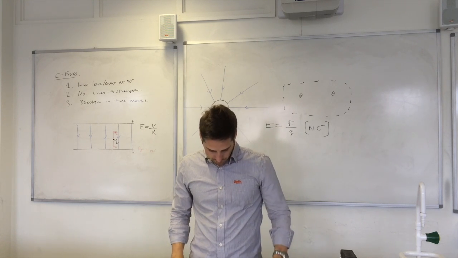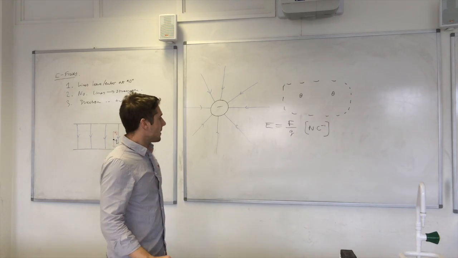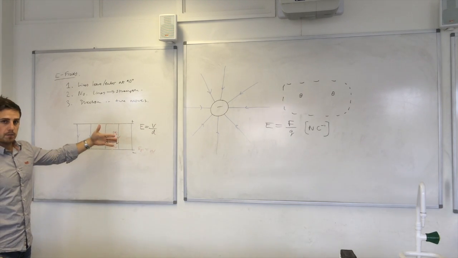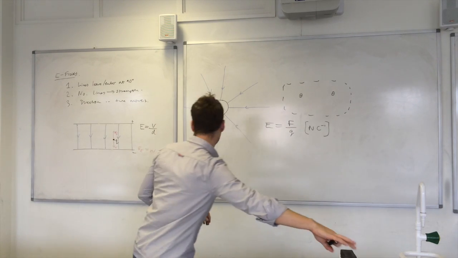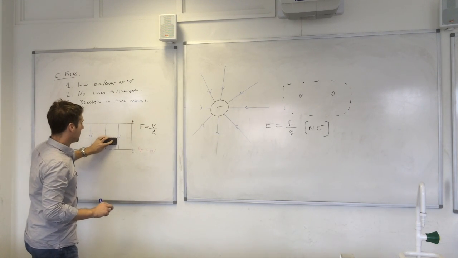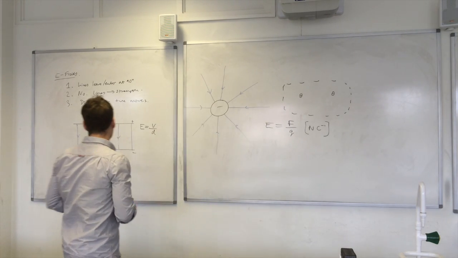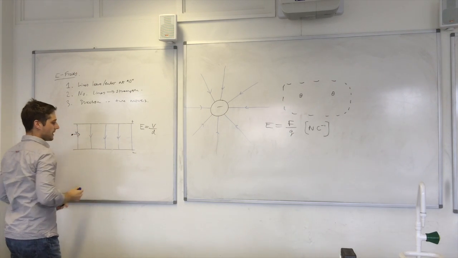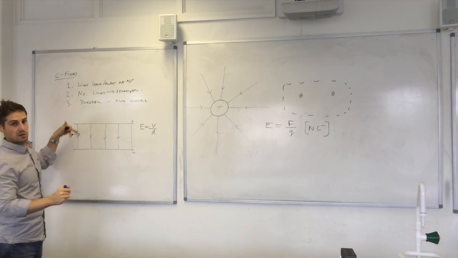Okay, so charged particles in electric fields. If you have a charged particle moving through a uniform field, then there's a subtle difference between what happens in this case and in the case of moving through a magnetic field. So, if our charged particle enters here with velocity v, if it's positive, it's going to experience a force downwards.